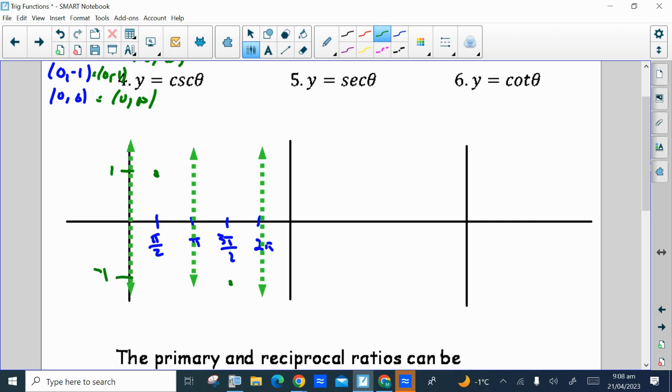For example, if we took pi on 6 radians, which is about right there, cosecant is the reciprocal of sine. The sine is 1/2. So the cosecant will be 2 over 1, or 2. So that'll be this point up here. Same thing at pi on 3 radians. The sine is √3 over 2. The reciprocal will be 2 over √3, which is positive.